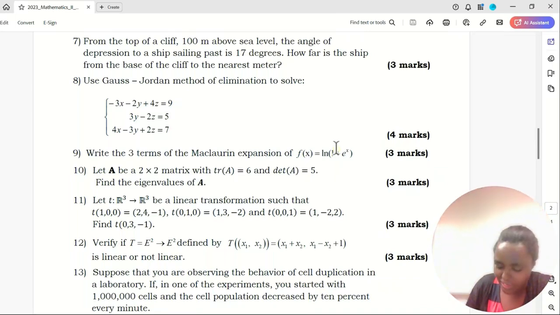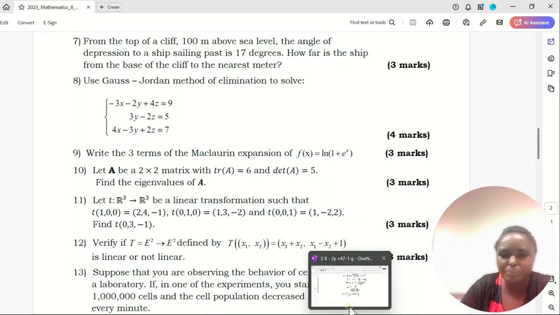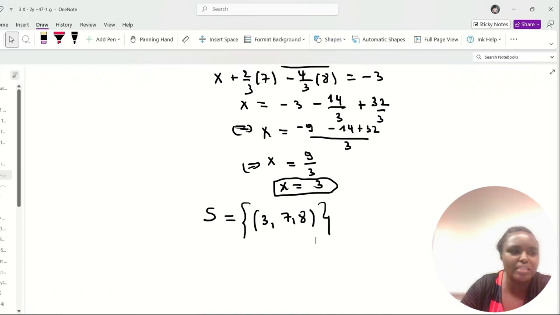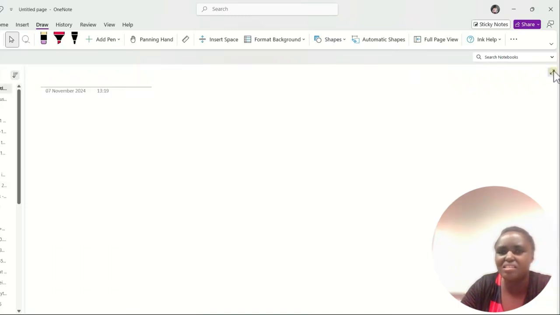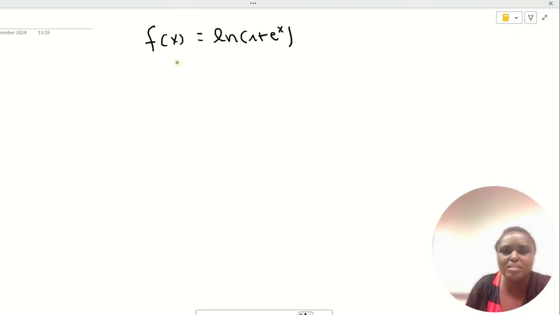They need that we write 3 terms of the Maclaurin expansion for this function f of x equal ln of 1 plus e power x. So how do we do this kind of question? The Maclaurin expansion or Maclaurin series is a particular form of the Taylor expansion. But do you remember how to write the Taylor expansion of a function? We have our function f of x equal to ln of 1 plus e power x. This is our function.